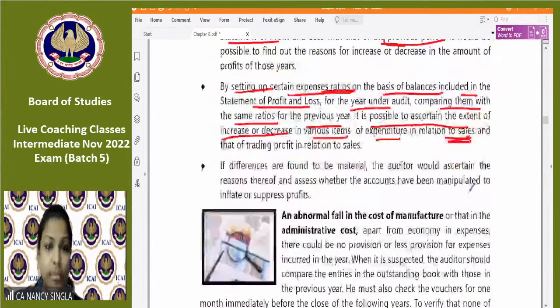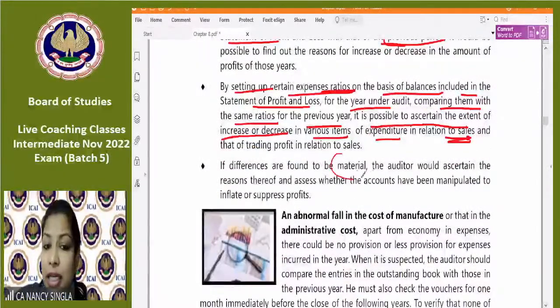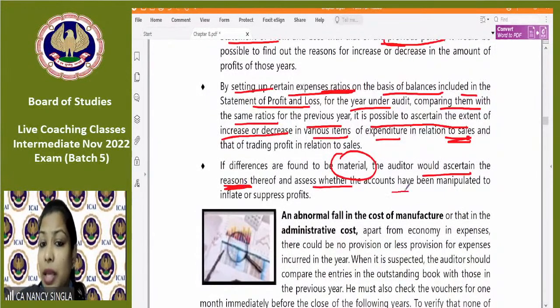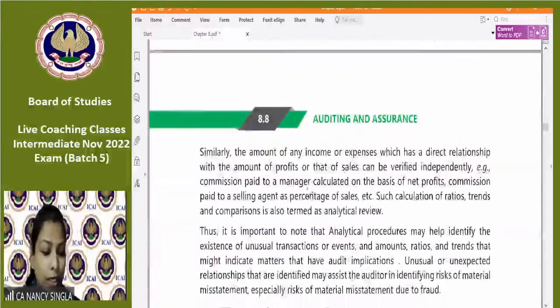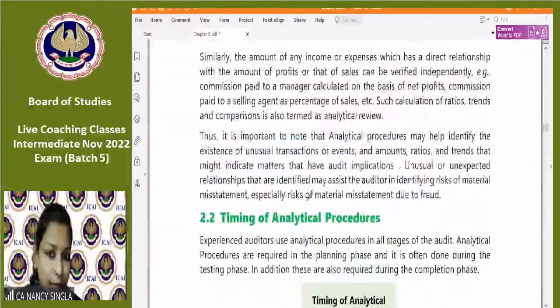So if the differences found are material, the auditor would ascertain the reasons, and assess whether the accounts have been manipulated to inflate or suppress the profits. Our example of 50,000 rent: what is the reason? Why is my client paying 50,000 while others are paying 10,000? Do they want to suppress profits? Do they want to show lower profits? Is that why management has shown 40,000 per month extra rent? Okay? The auditor will consider all that. So let us just have a look at the concluding line.